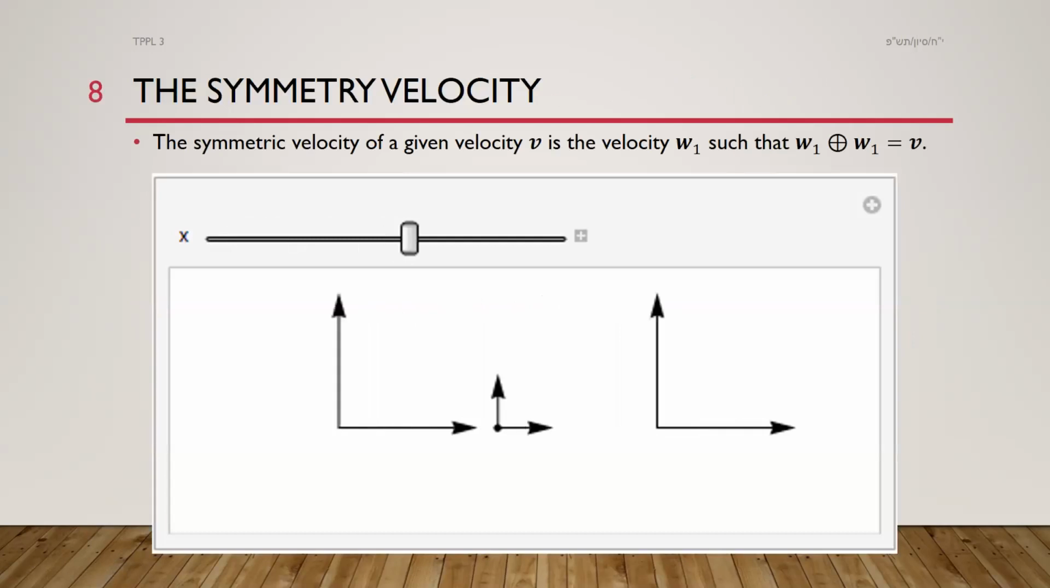Okay, the next thing I want to talk about is the symmetric velocity, because we're going to end up repeating the same process which we did for regular velocity addition for symmetric velocity addition. So again, the symmetric velocity: if the velocity between the two moving frames there is v, then the velocity with respect to the small frame in the middle is the symmetric velocity w1.